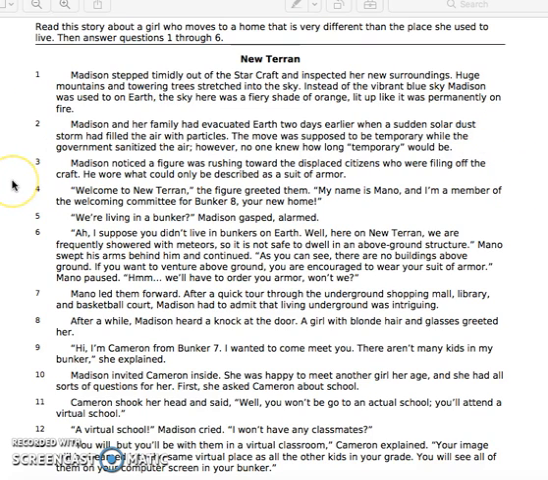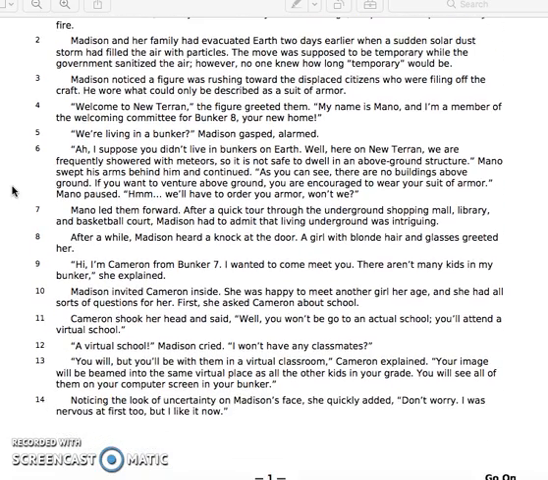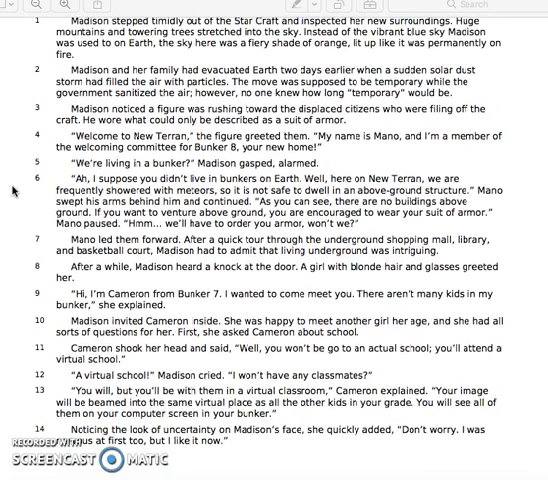We're in paragraph 3. Madison noticed a figure was rushing toward the displaced citizens who were filing off the craft. He wore what could be described as a suit of armor. "Welcome to Tehran," the figure greeted them. "My name is Mono, and I'm a member of the welcoming committee for Bunker 8, your new home."